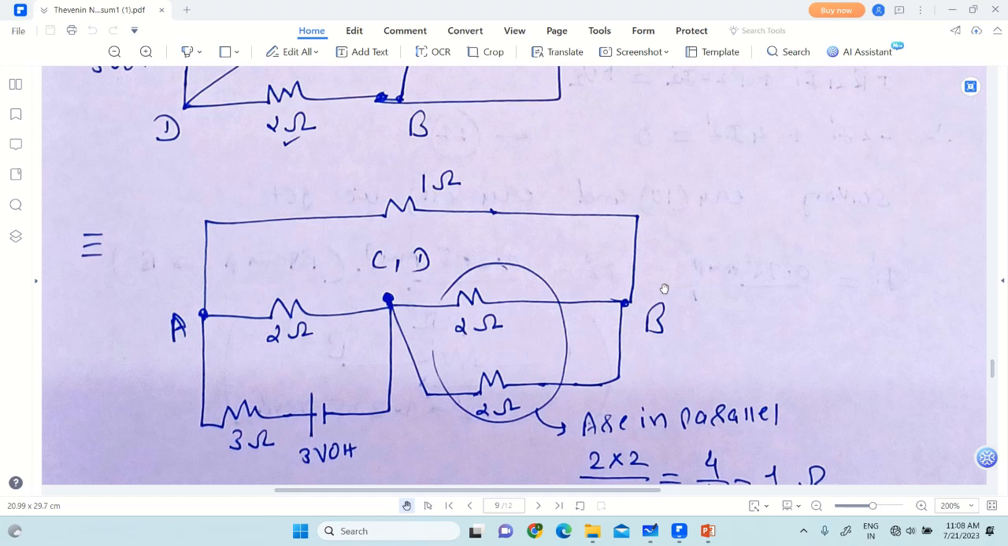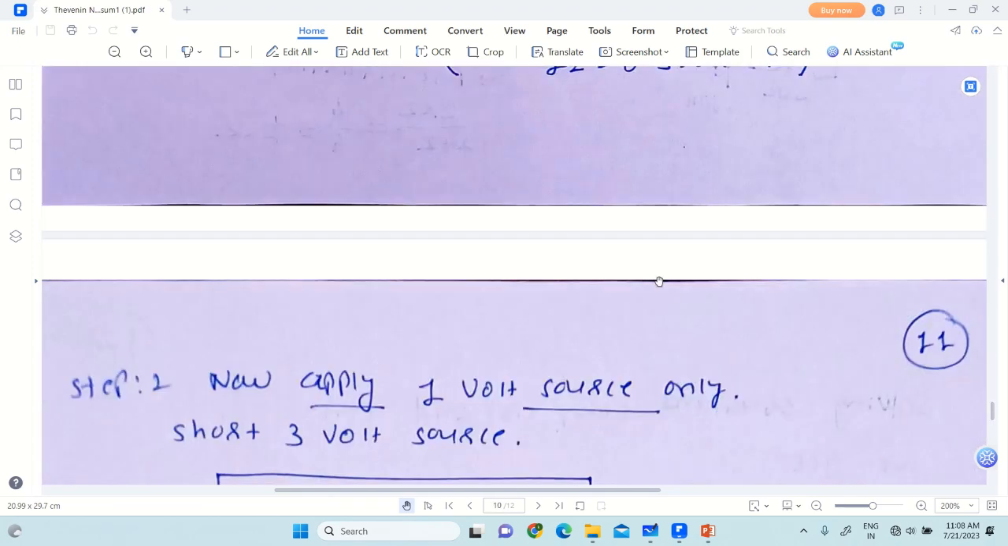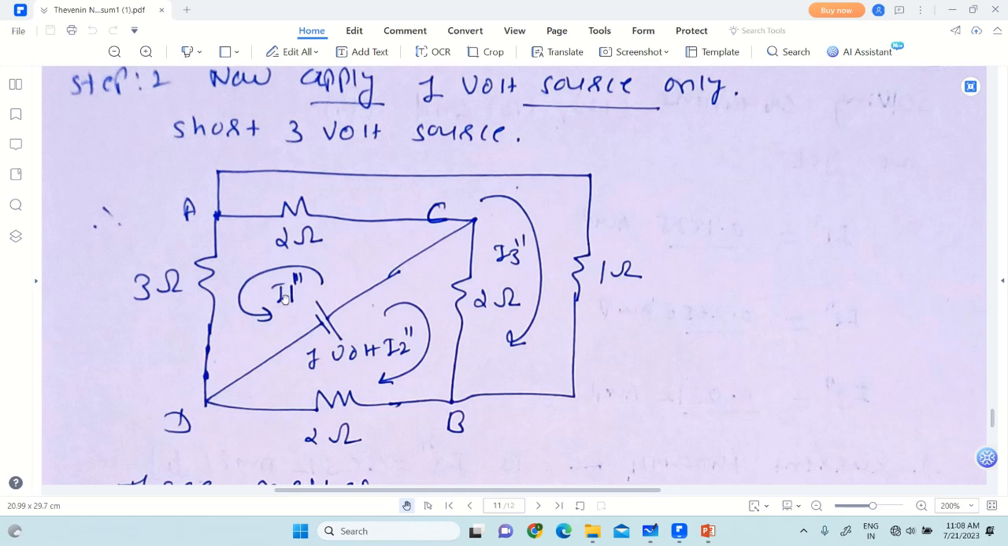Now step number 2, now apply the other energy source, and other energy source is 1 volt. Now apply only 1 volt and make other energy source 0. In this case there is a 3 volt source, so it is a voltage source, so short it. So voltage source is shorted, remaining circuit remains as it is, right?